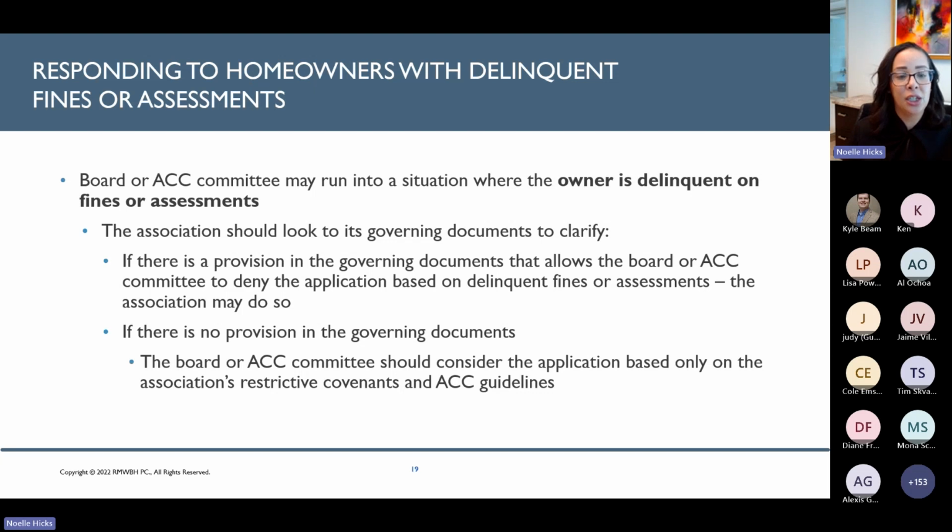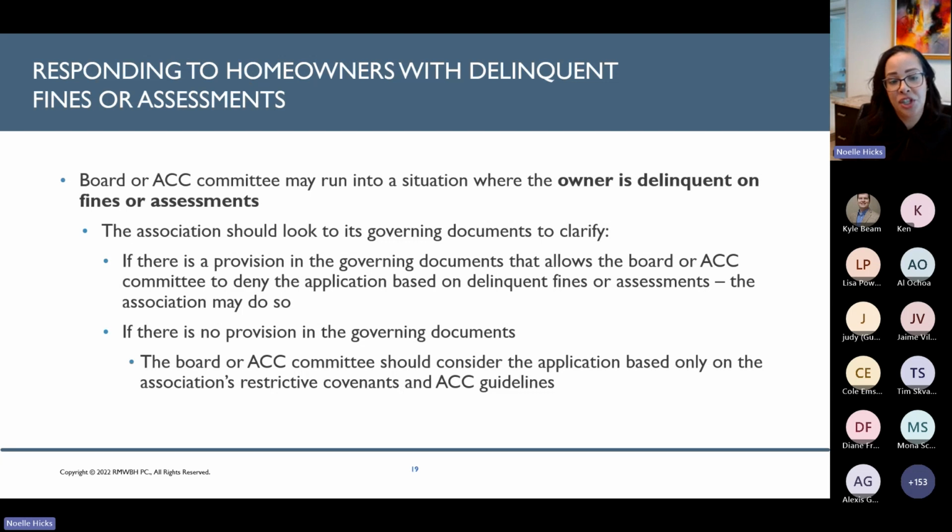And the answer is, you have to look at the governing documents to determine whether or not the association has the authority to do anything in this situation. So there is no precedent in case law or statute instructing POAs on whether or not they should process an application if a homeowner is delinquent on fines or assessments. So you have to look to the declaration, and the declaration will tell you, or it won't, but if it does say that the ACC or the board can deny an application based on delinquent fines or assessments, then the association can do that. It's well within its right to do that, and it should, right?